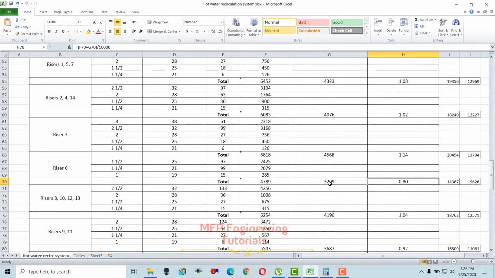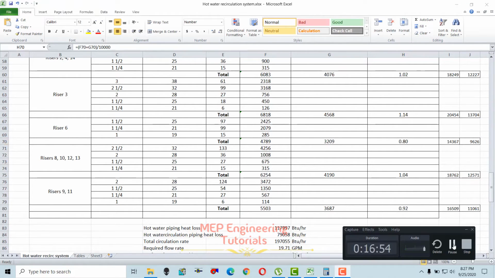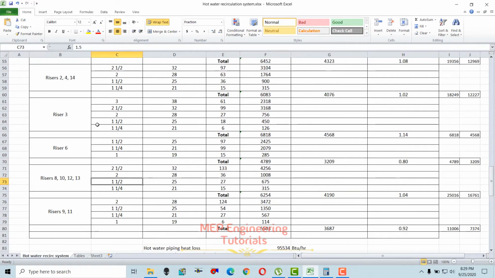In the same way you have to get the GPM. You just need to sum up the hot water piping BTUs per hour loss and the recirculation hot water piping loss and divide by 10,000. You will get the GPM, that is 0.80. So this is how you have to calculate the BTUs and GPM for the remaining risers.